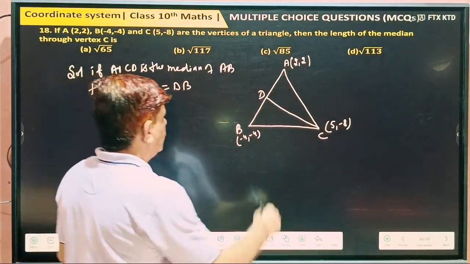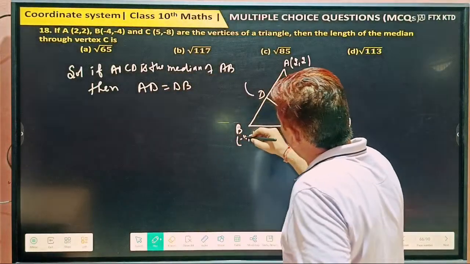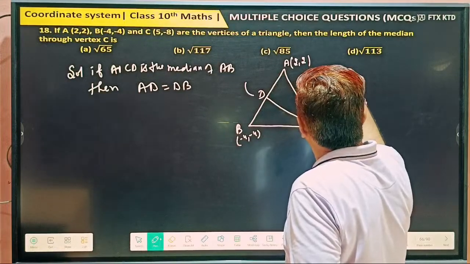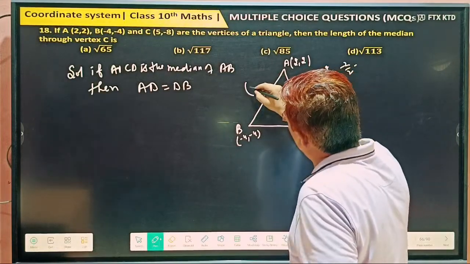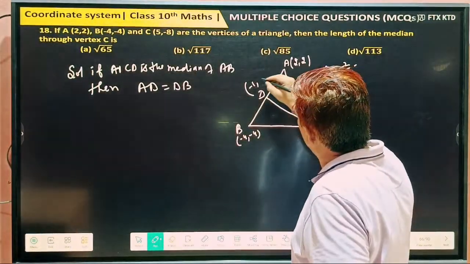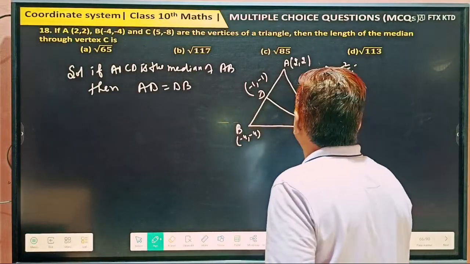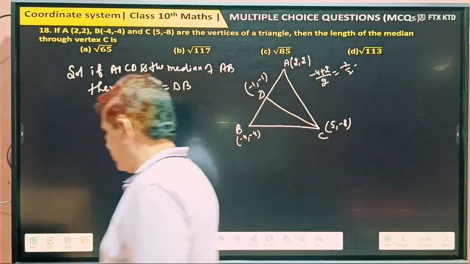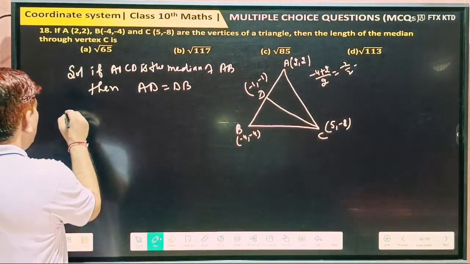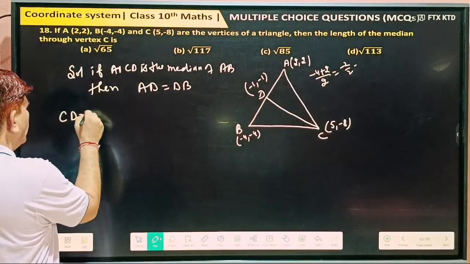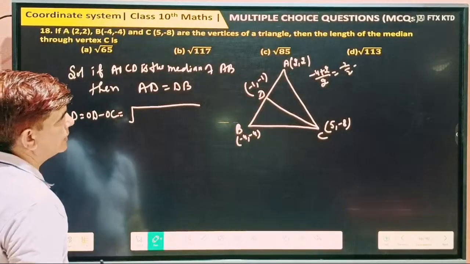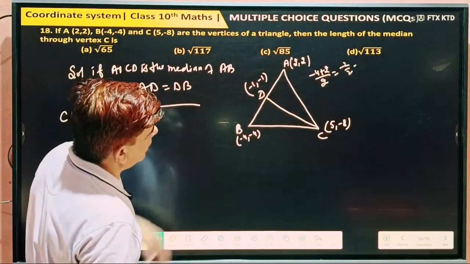So coordinate of this point are what? Minus 4 plus 2, minus 4 plus 2 by 2. Minus 2 by 2. Minus 1. By midpoint formula. Minus 4 plus 2. Minus 1. Then what we have to find out? We have to find out the distance of the median. Which median? CD. So CD equal to OD minus OC. By distance formula, this D. D is what? Minus 1.